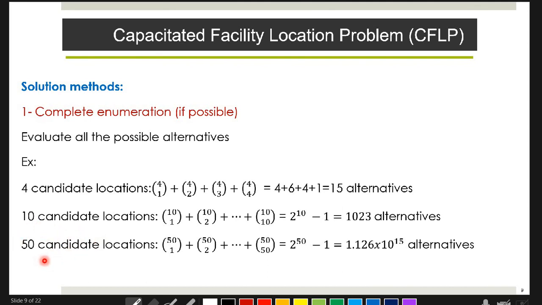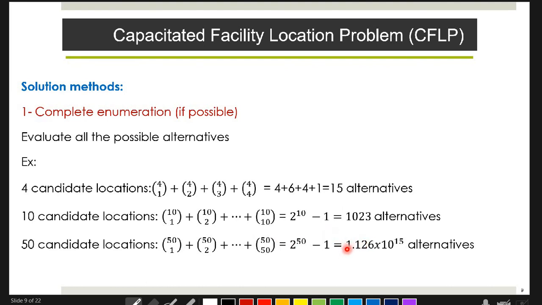Even with 50 candidate locations, the total number of alternatives that you need to try is 10 to the power 15. Okay, so this is a huge number. Of course, you cannot do it by hand. You need to use computers, because the computers are fast. But still, even with the fastest computers, as the number of candidate locations increases, this will take time. And how much time? It will not take seconds or minutes. Sometimes it will take hours or weeks, even with the fastest computer. And even if you continue to increase these candidate locations, it will take years.